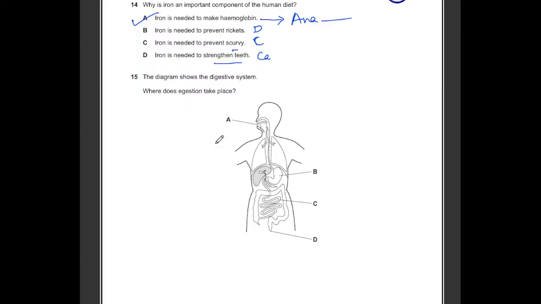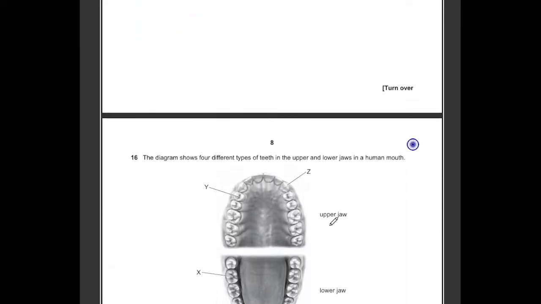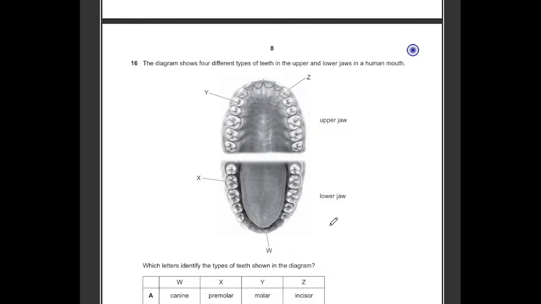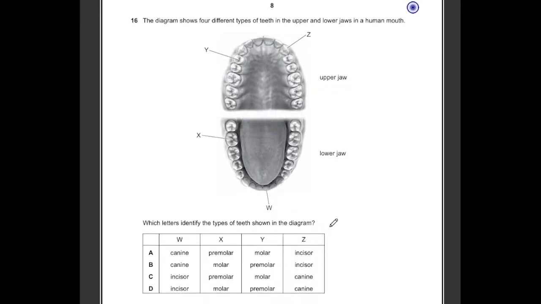The diagram shows the digestive system, and where does egestion take place? Of course, egestion is removal of the waste material. Fine, and the answer should be, it's very easy, right? Egestion doesn't take place from the mouth. This is the stomach, the next one is the small intestine, and the last one is the anus here. Pretty easy. This May-June series was very easy actually for the core student.